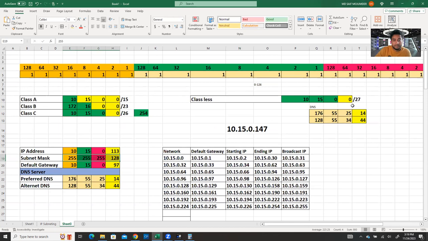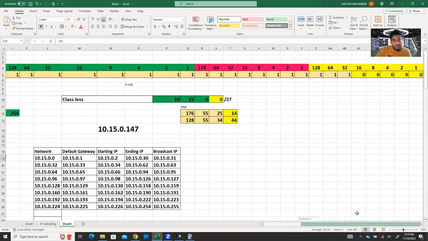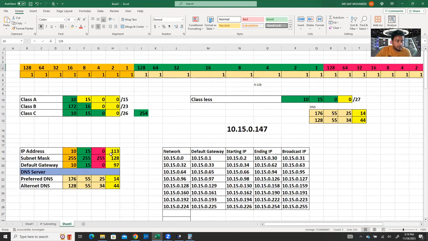And what should be the subnet mask if it is a /27 subnet? The subnet mask is pretty easy. However many bits you borrowed, 3 bits, add all 3 bits' values: 128, 64, and 32. So what are you getting? 224. So the subnet mask will be 224. Now you can easily have your complete IP address configuration. So that's all for this. I believe you understand subnetting, and this is how we can figure out your IPs.